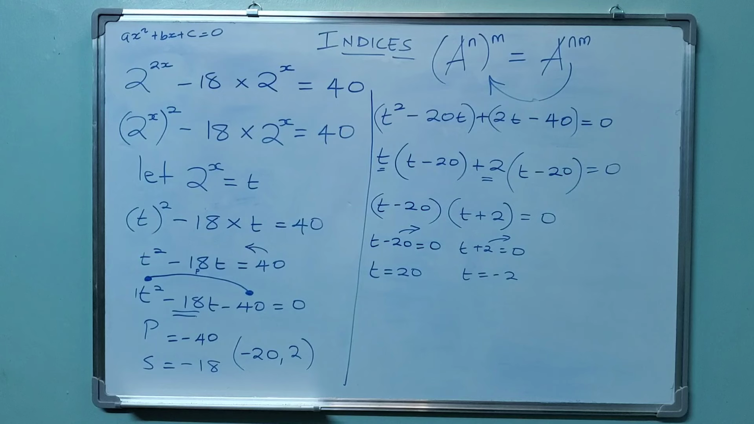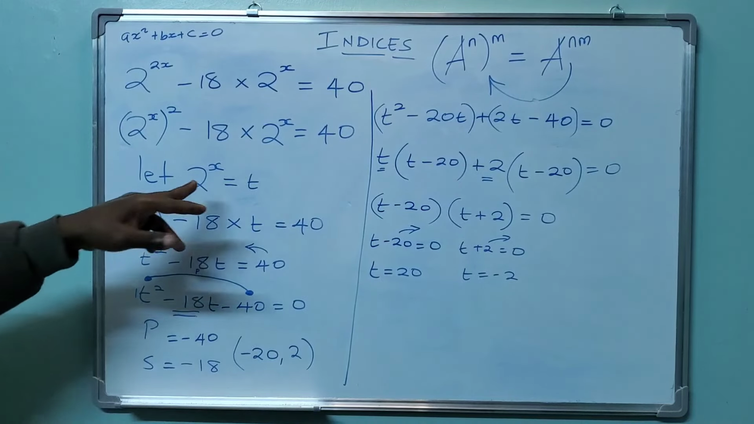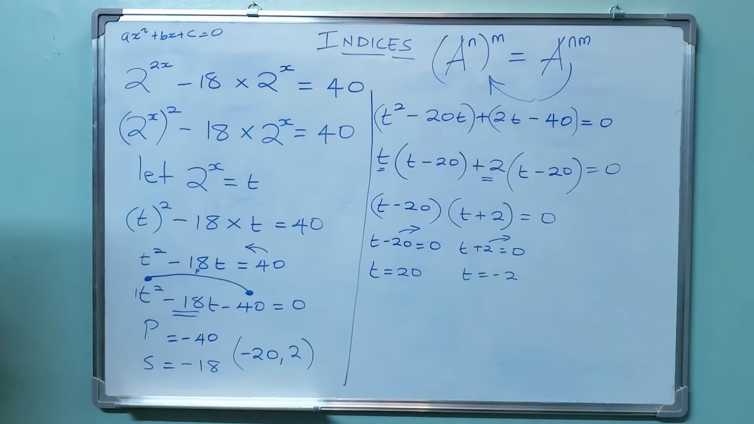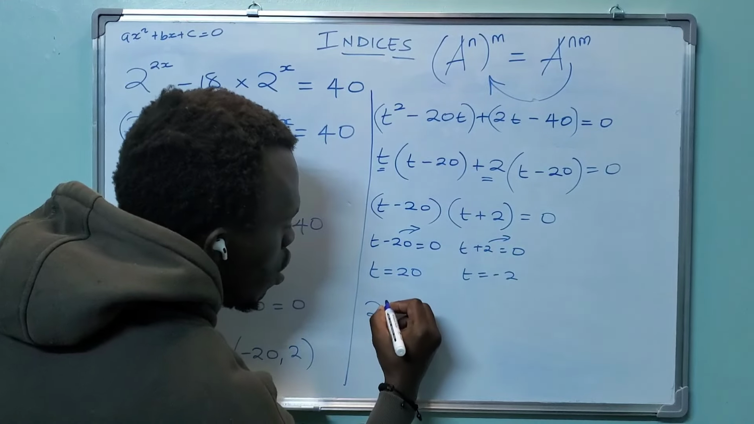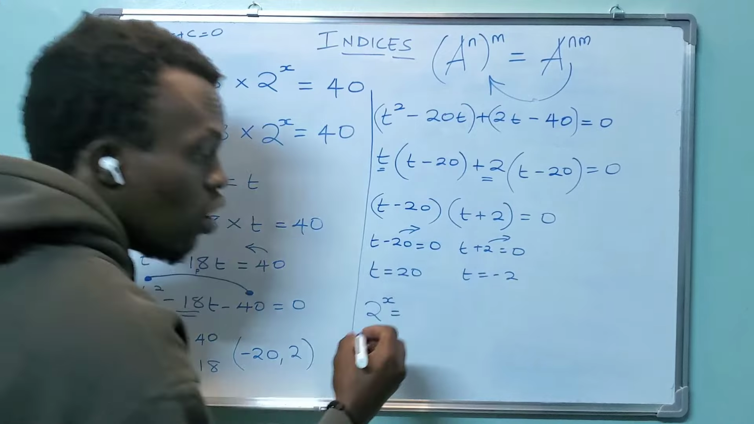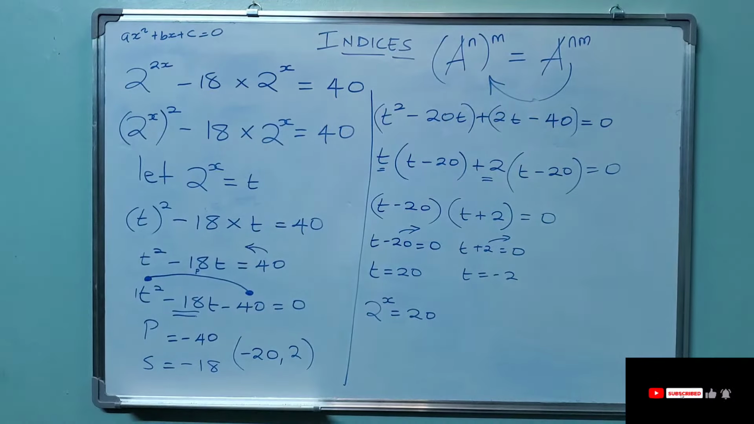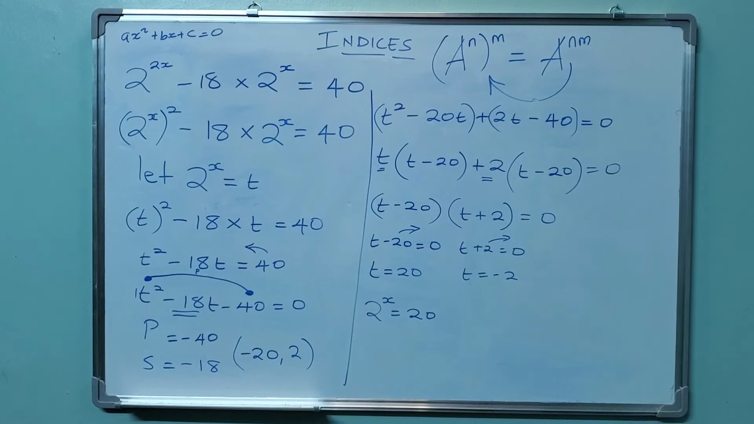Remember, the value that we let to be the value of t was 2 raised to power x. So I'm going to equate this 2 raised to power x with both of them. I'm going to start here with 2 raised to power x equals the first value of t, which is 20. Now, there is a beautiful twist we are going to see there. 2 and 20 cannot be made into the same base. If I cannot make 2 and 20 the same base, what am I going to do now to solve for the value of x?